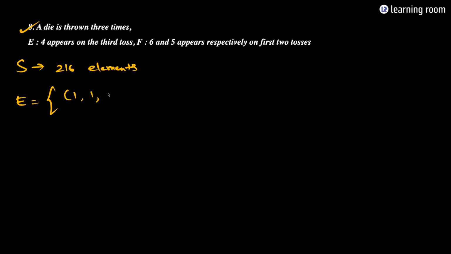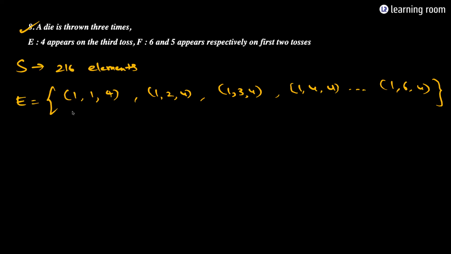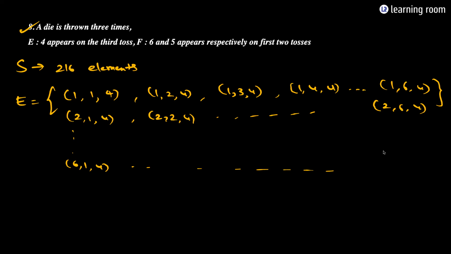So 1 1 4, 1 2 4, 1 3 4, 1 4 4, 1 6 4. Similarly 2 1 4, 2 2 4, so on till 2 6 4. And here how much will it go? It will go till 6 1 4 and this side it will go till 6 6 4. Correct? So how many elements will you have? 36 elements.